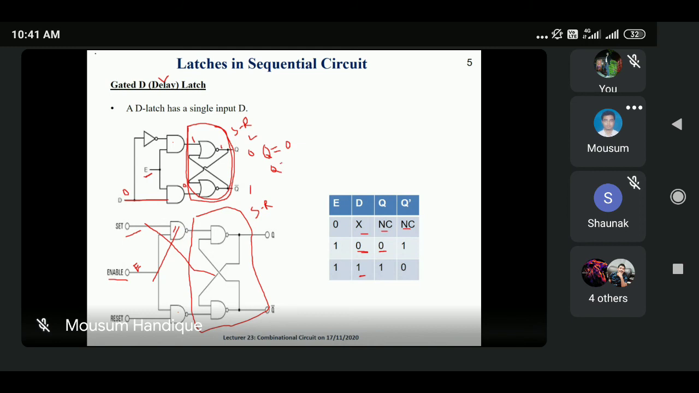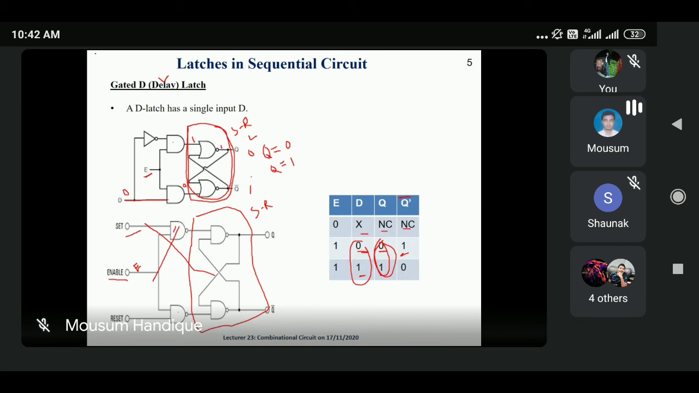Meaning is that whatever the input, it behaves as the output Q. So obviously when Q equal to 0, Q bar is always 1. So here I am writing 1, because this one is Q and this one is Q bar. Okay. So if it is 0, then it is 1. If it is 1, then it is 0. But the main important thing is that whatever the input 0, 1, the output is the same, also 0, 1. So if D equal to 0, then Q equal to 0. If D equal to 1, then Q equal to 1. So that is called a gated D latch.